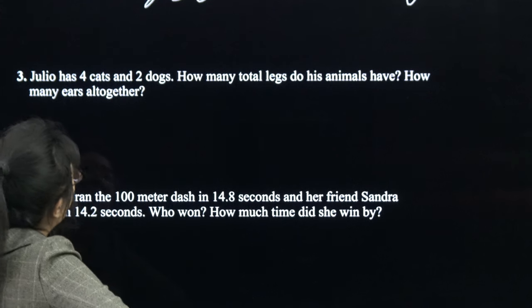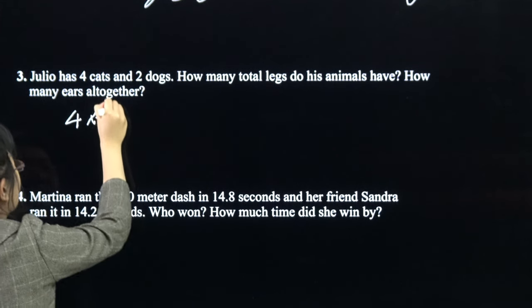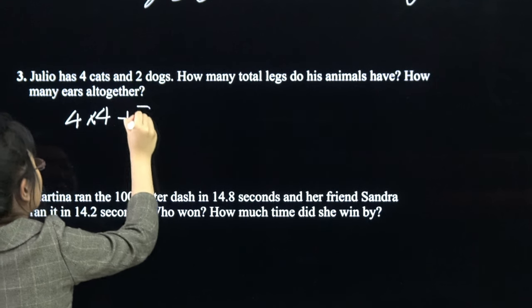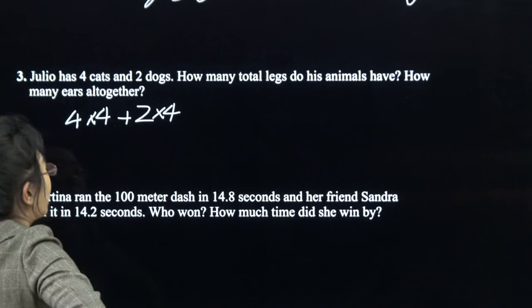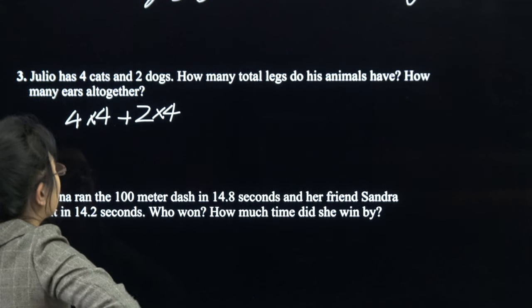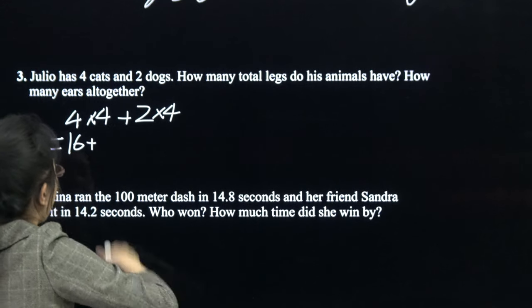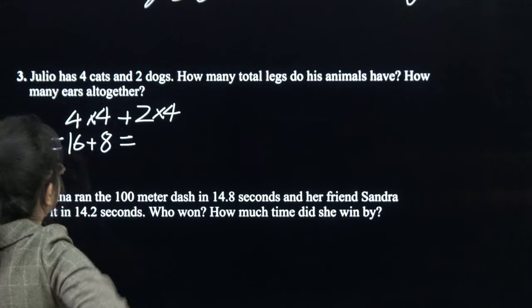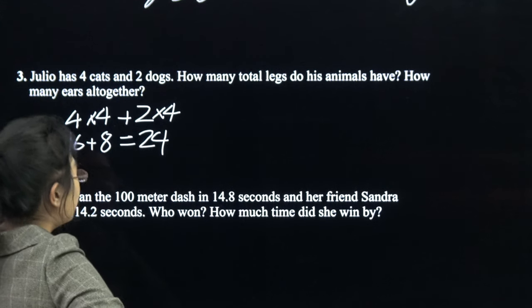So, he has four cats. Four cats, each of them have four legs, that's four times four, plus two dogs, each of those have four legs, so two times four. So four times four plus two times four equals 16 plus 8 equals 24. So there's 24 legs. And how many ears?